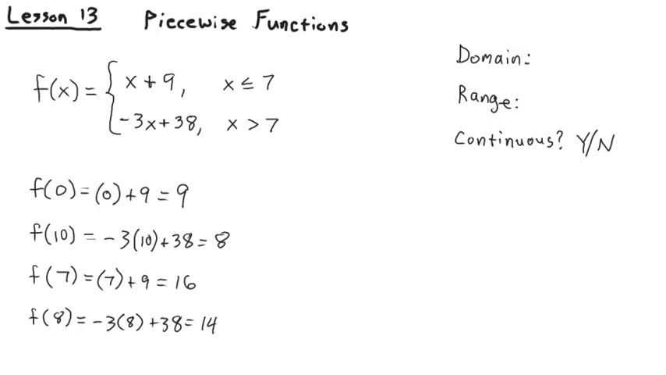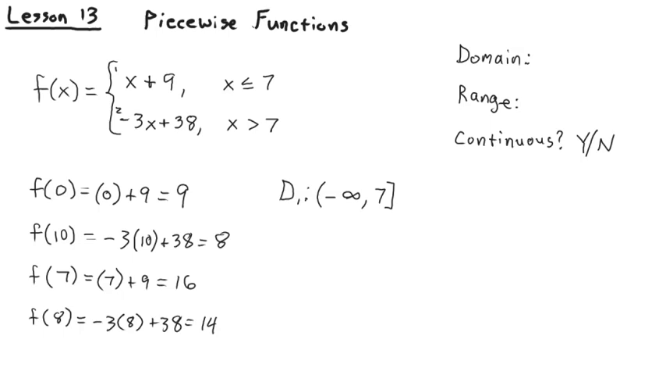Well, to identify the domain of a piecewise function, what you're going to do is identify the domain of each of the pieces. So we have two pieces. Let's call this piece 1, and let's call this piece 2. So first we want to know, what is the domain of piece 1? Well, the domain of piece 1 is all x values less than or equal to 7. So that's negative infinity up to 7 with a bracket because it's or equal to 7.